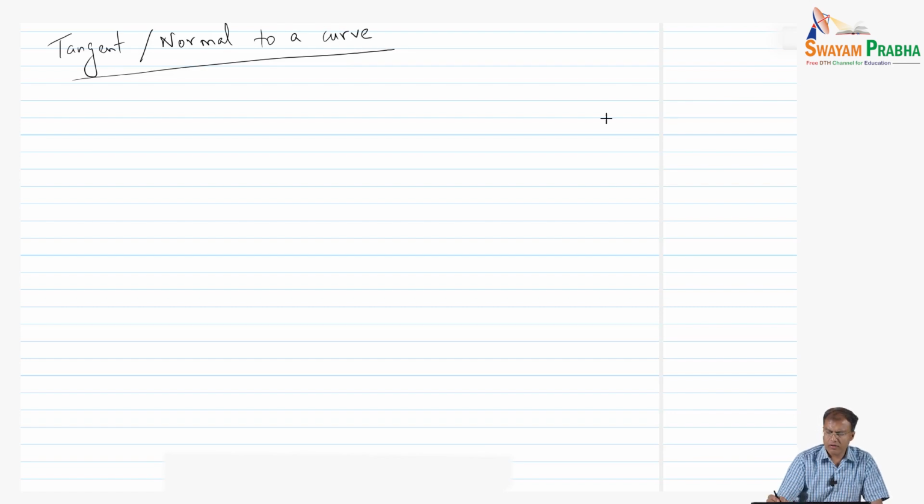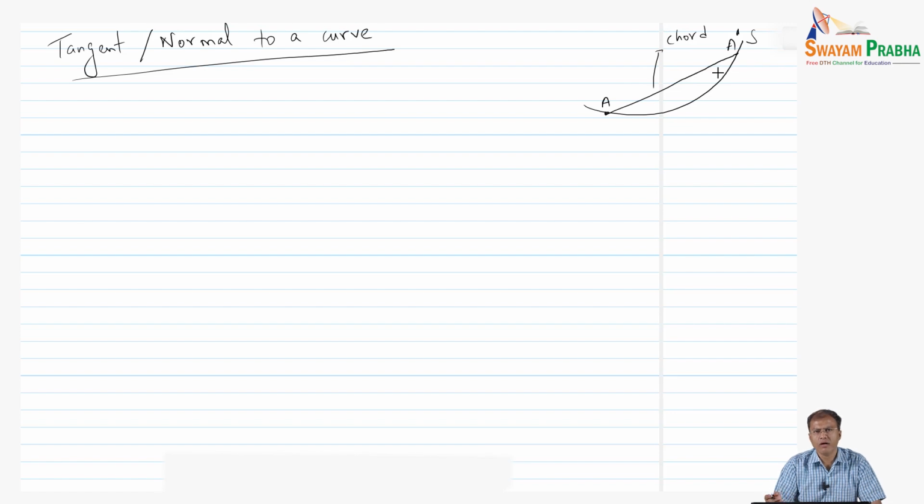So what we have got is, suppose we have a curve. So this is a curve. Let us say we are talking about a curve S, and we have a chord which joins the curve. Let us say this chord is joining the curve at A and A prime. So this is my chord, which joins two arbitrary points on the curve.